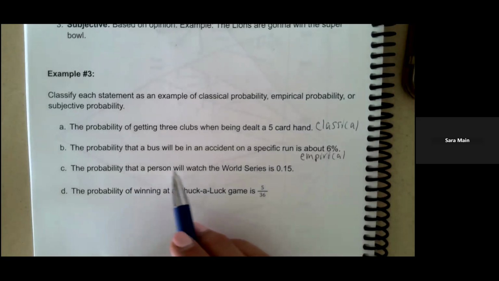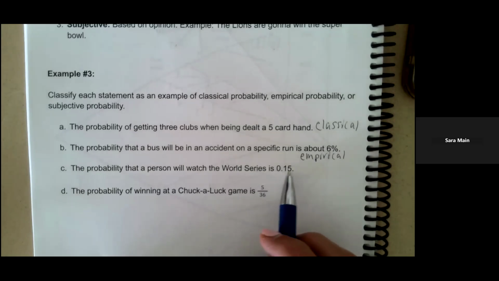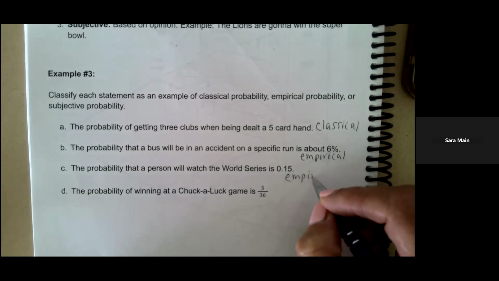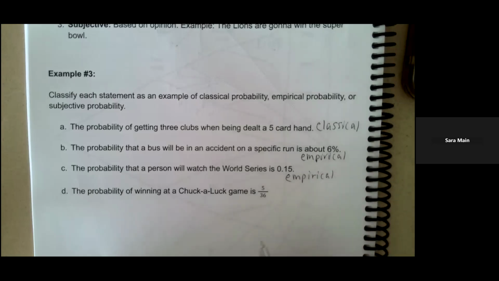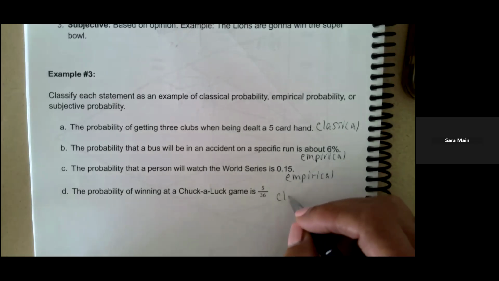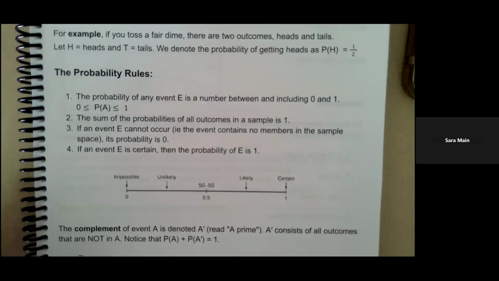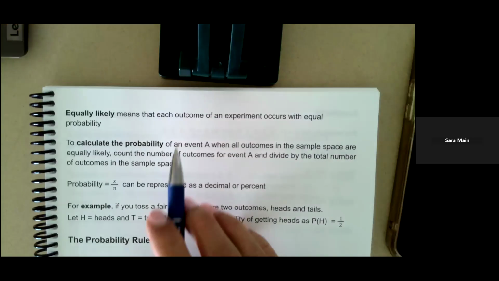The probability that a person will watch the World Series is about 0.15. Again, that is based on data they have collected from past World Series. D says the probability of winning at a Chuck-a-Luck game is 5 out of 36. I've never played Chuck-a-Luck, but it is based on equally likely outcomes. So when I say equally likely, that means that each outcome of an experiment occurs with equal probability.